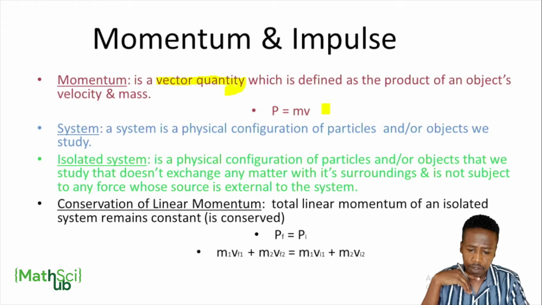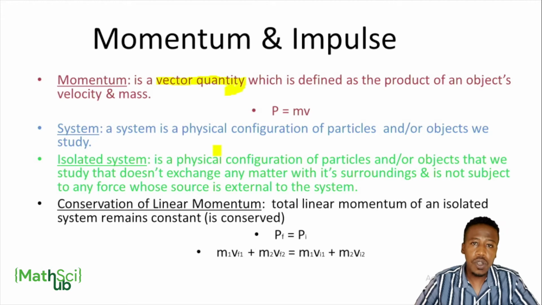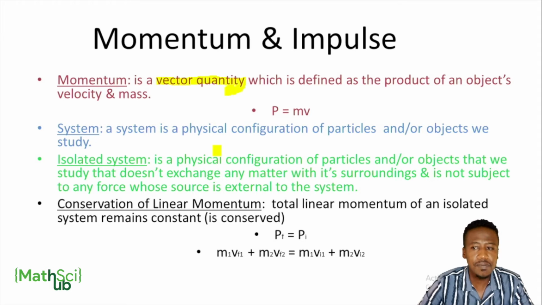The second definition that we are going to deal with is, we define a system. What is a system? Now it says a system is a physical configuration of particles and or objects that we study, right? Now you will be dealing with something that is put under certain conditions. So that's how we are going to deal with everything. Particles or bodies that are being dealt with, with certain conditions attached to it, and we will deal with those conditions as we go along.